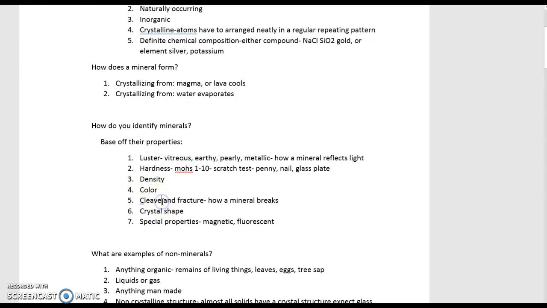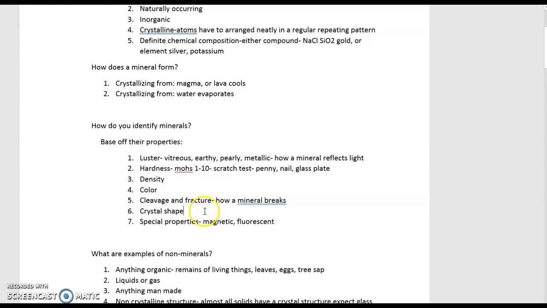Spelled cleavage wrong. So cleavage was breaking off in flat sheets. Fracture was an irregular break with a lot of jagged edges that has no pattern to it. So this one we can kind of predict in what shape it will break off, whether it's more rectangular or more square. Okay.